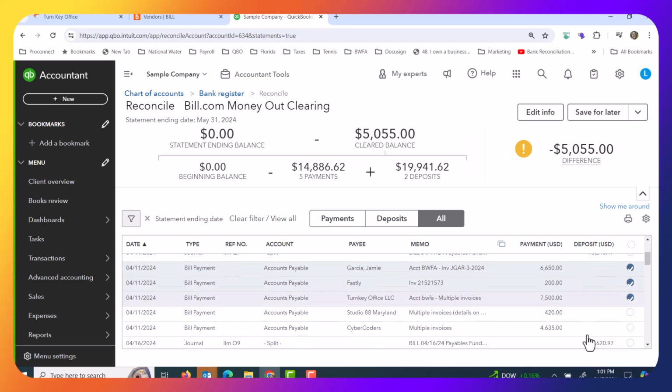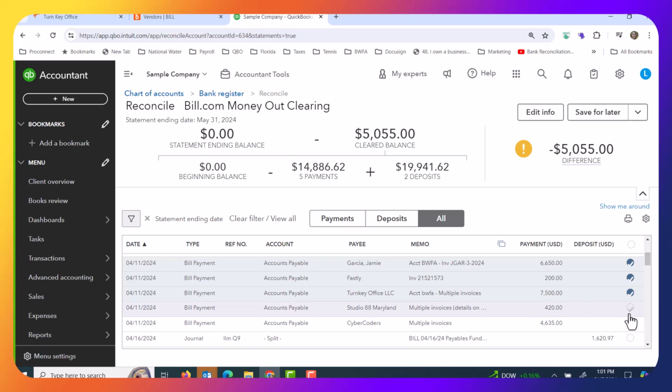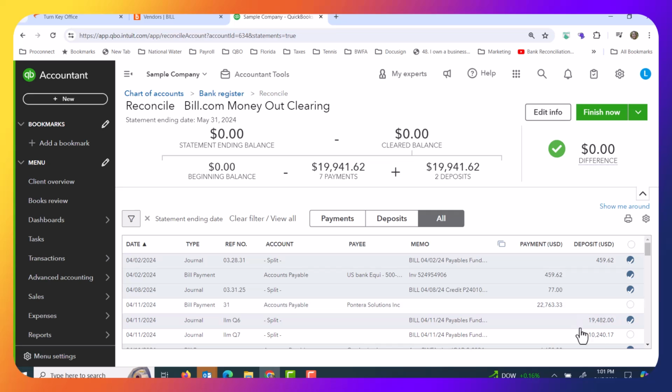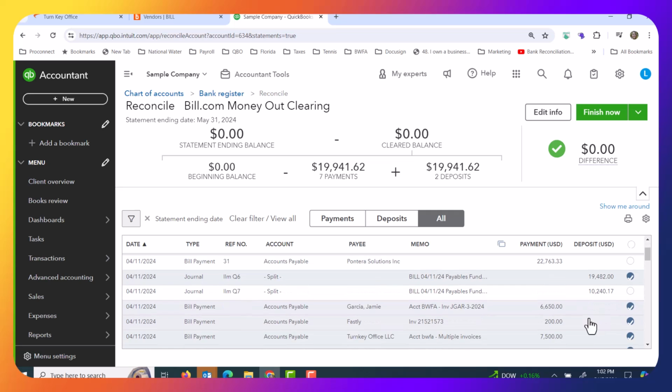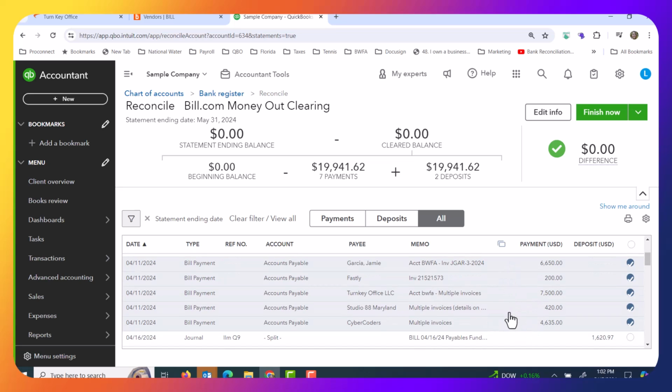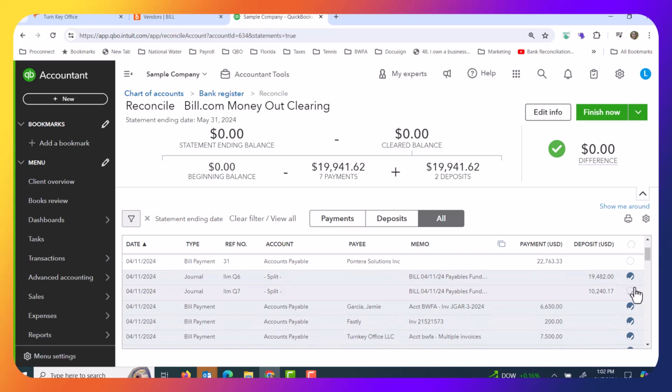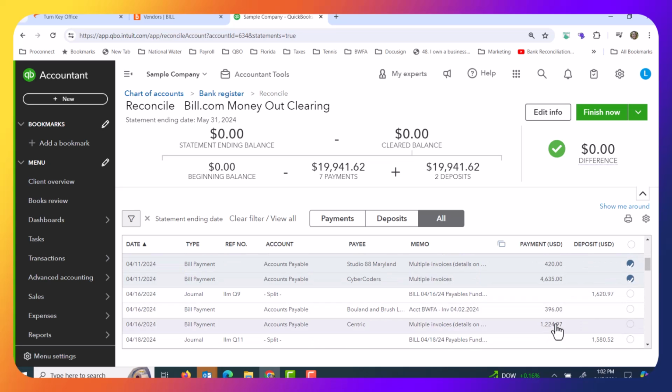These payments down here were all funded on the 11th as well. Bill.com will pull out in one lump sum the total amount that it needs to pay those bills. And each bill payment should be posted individually within QuickBooks so that it actually closes out the corresponding open payable from the vendor. So we have these checked. We have these two transactions which we know immediately are going to be problems. We'll come back to those.